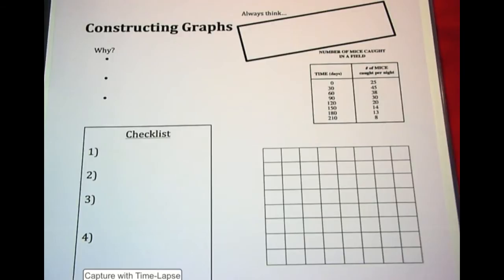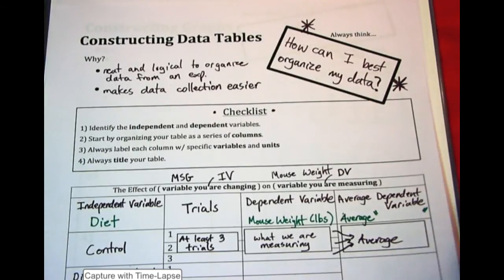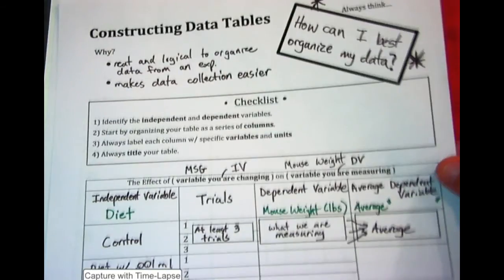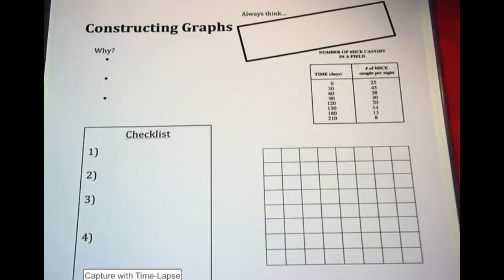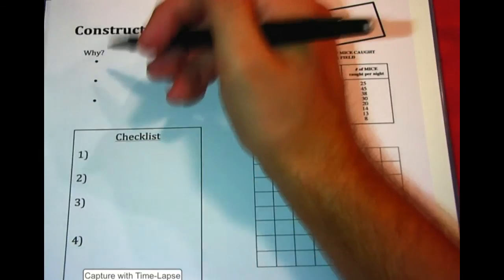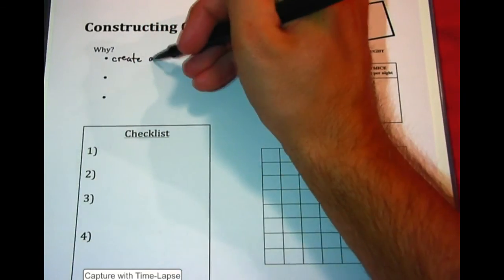Before watching this video, make sure you watch the flipped video on constructing data tables. Following up with this one, we have our data table. Now we need to make sense of that data. This goes into why we construct graphs. We construct graphs to create a picture of the data.